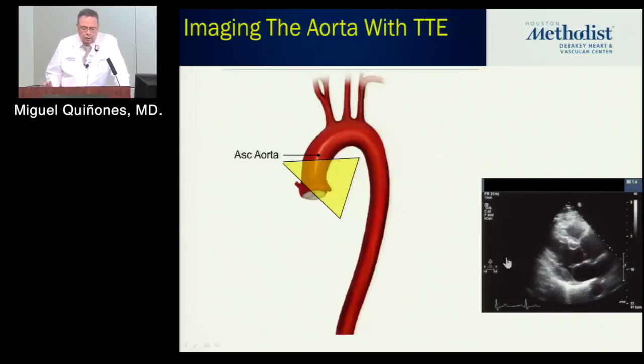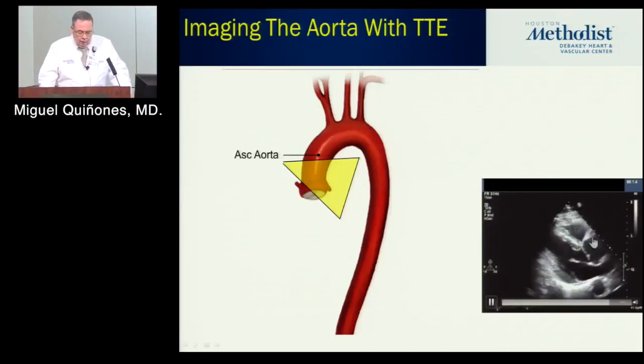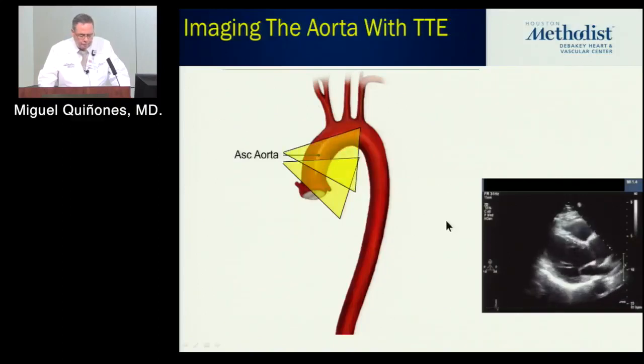So in terms of views, most of the aorta can be seen by transthoracic echocardiography, if you're lucky. Certainly the aortic root is almost universally seen unless you have somebody with a very, very poor window. So that one we see all the time. And we see the annulus of the aortic valve and then the sinus of Valsalva, where we can make our measurements of the aortic root.